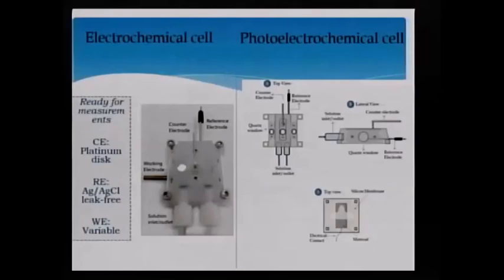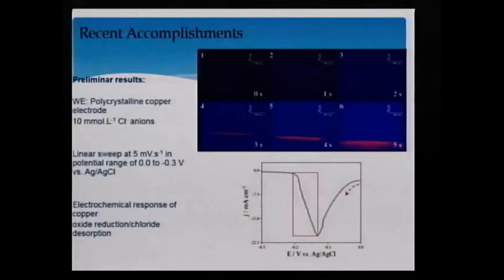And this is the first experiment in our laboratory. Of course, we will not start performing an experiment with a semiconductor, with a new material, with some material that we don't know. So we use a material as a proof of concept. And here you have a copper surface completely covered by chloride. And we know that if you scan the potential in the negative direction, at some moment you are going to desorb the chloride from the surface.